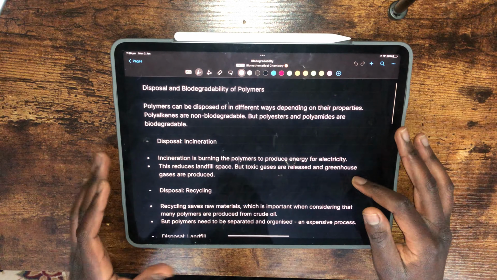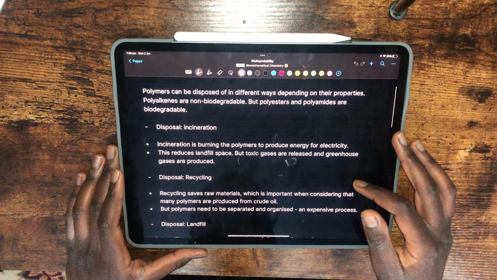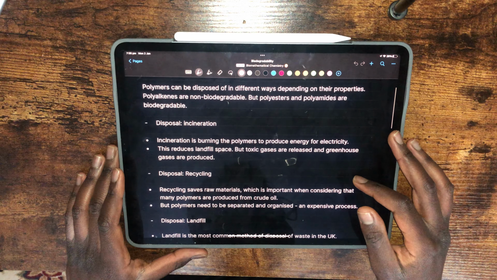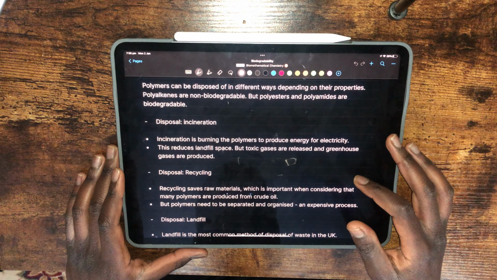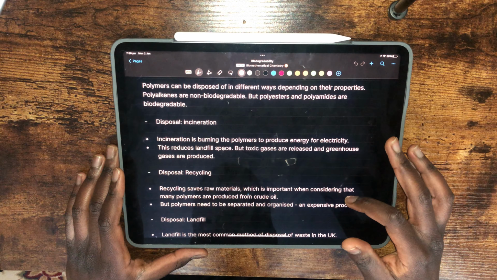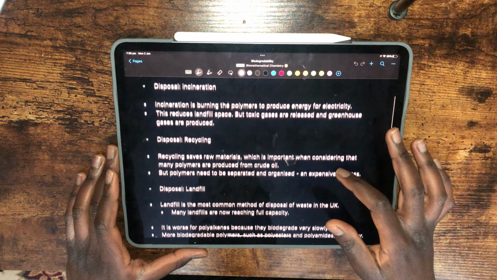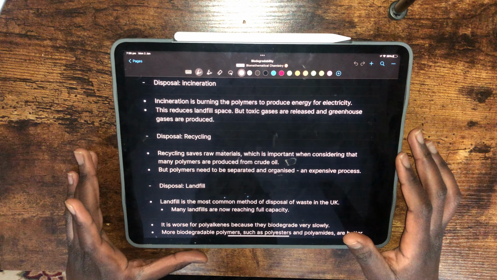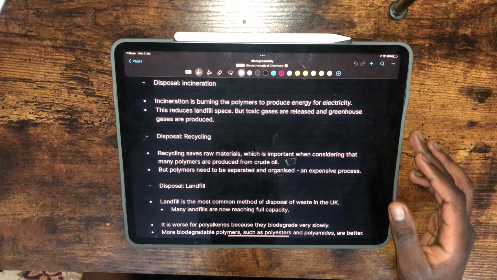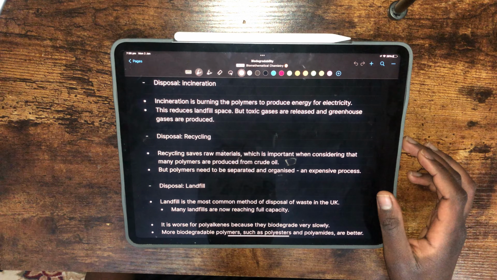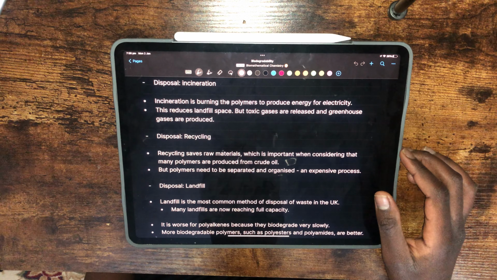So, disposal and biodegradability of polymers. Polymers can be disposed of in different ways, depending on their properties. Polyalkenes are non-biodegradable, but polyesters and polyamides are biodegradable. One type of disposal is incineration. Incineration is just burning the polymers to produce energy for electricity, and this reduces landfill space, but toxic gases are released and greenhouse gases are produced.